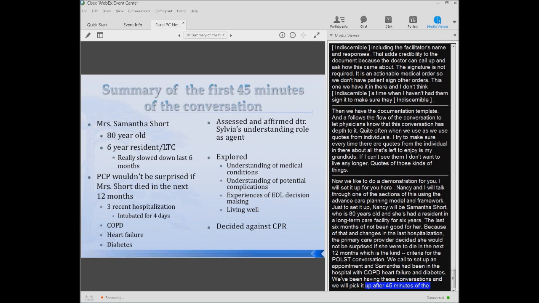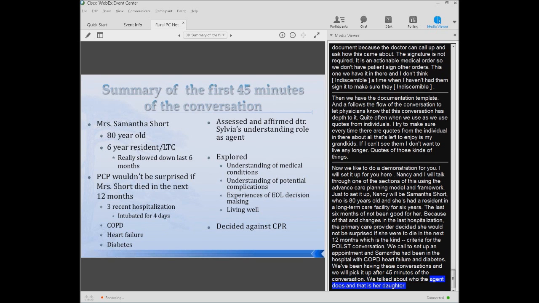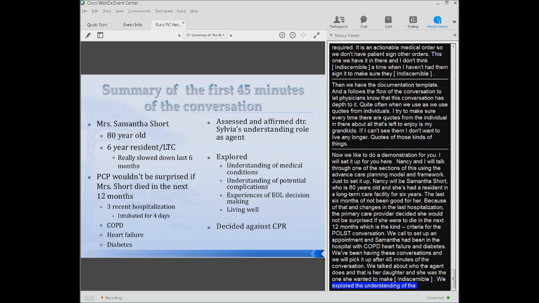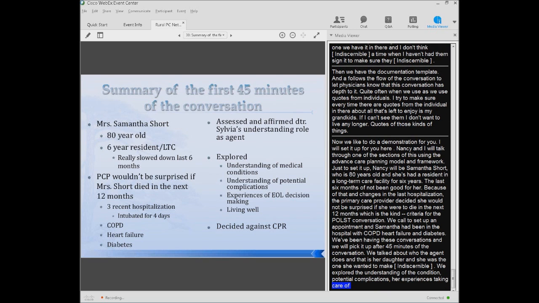We've explored her understanding of her condition, her understanding of potential complications, her experiences taking care of her husband and several others who are coming to the end of life, and what living well meant to her and what it means to her right now, even because things have changed for her over the last year or so.